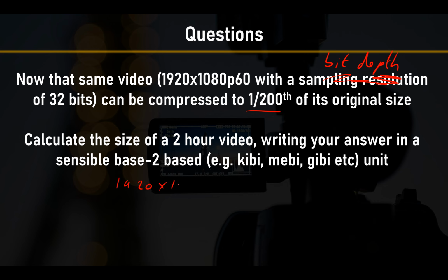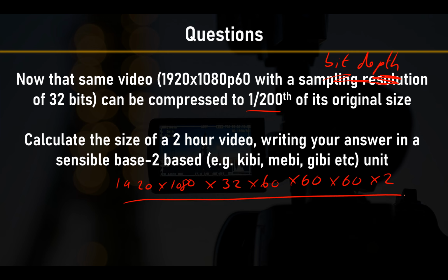So, of course, what's the resolution? Then we're going to times it by the number of bits per pixel. Then we times it by the number of frames. So this is going to be the number of bits for 1 second. But since we want 2 hours, first let's times by 60, that's going to get us 1 minute. Then if we times by 60 again, that's going to get us 1 hour. Then if we times by 2, that's going to get us 2 hours.